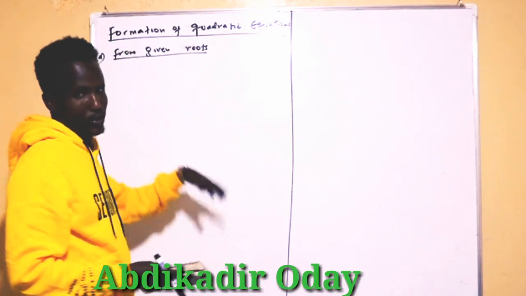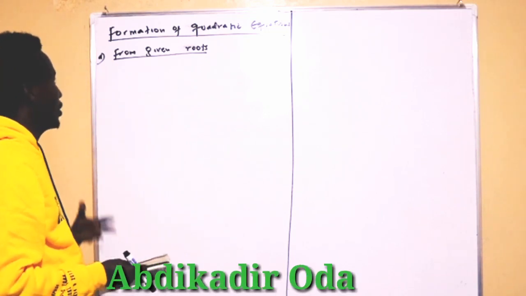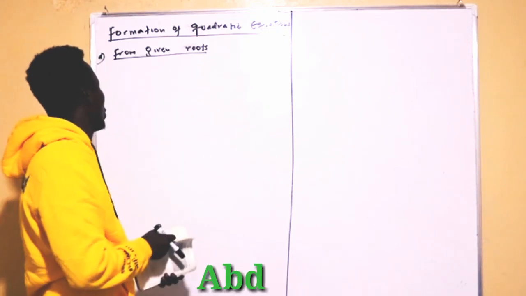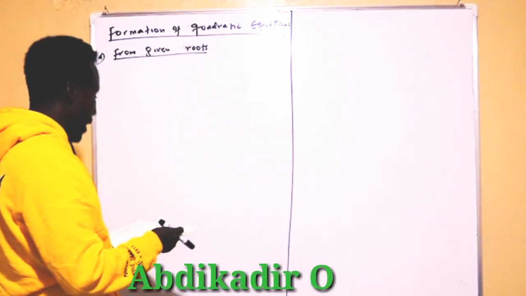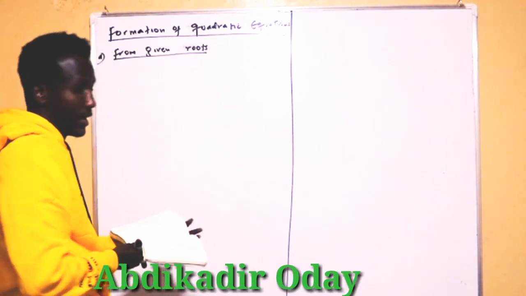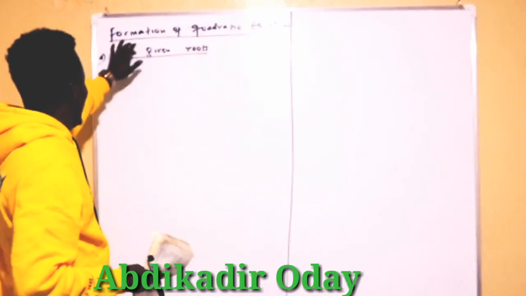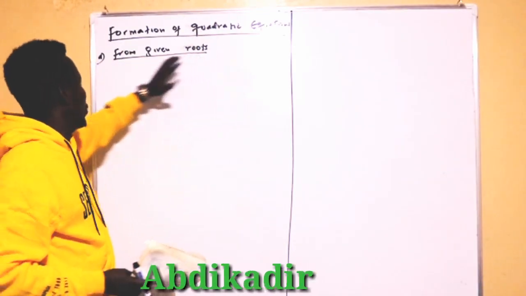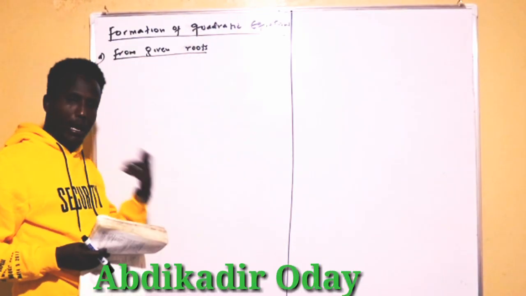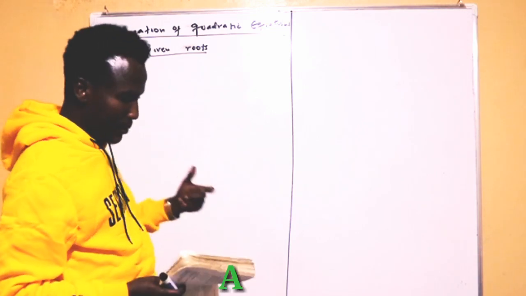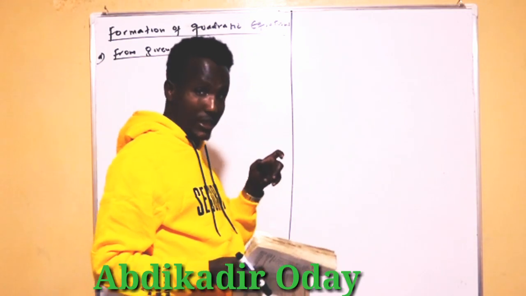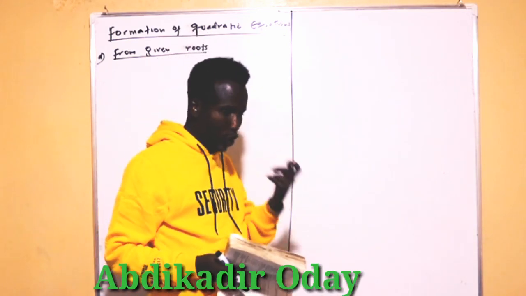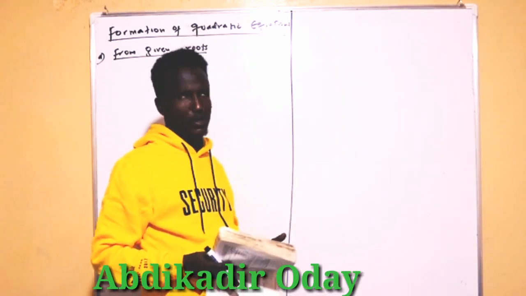Make sure you catch up with us for this class, which is formation of quadratic equations. Then we will categorize into two parts: that is from a given root and from a given situation. Formation of quadratic equations from a given root. What will happen is that in the examination room, you may be given the roots for the value of x. Then you'll be told to form an equation from the roots.